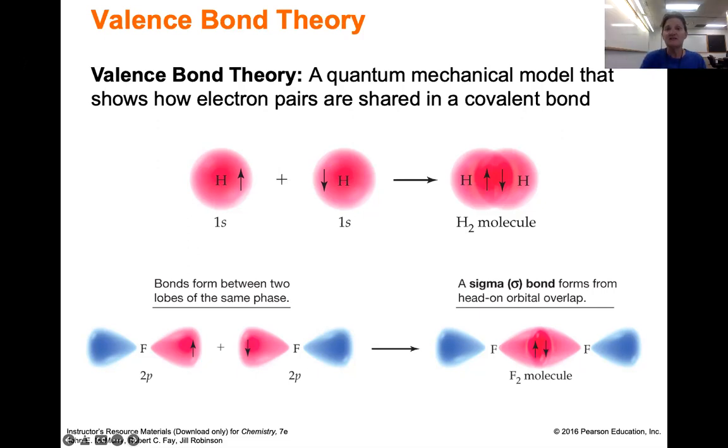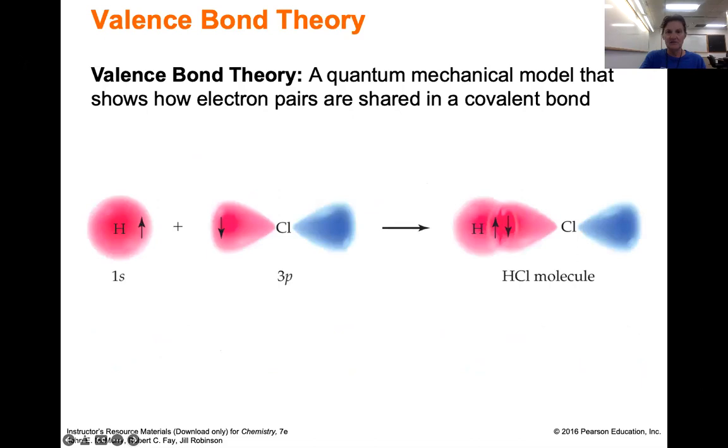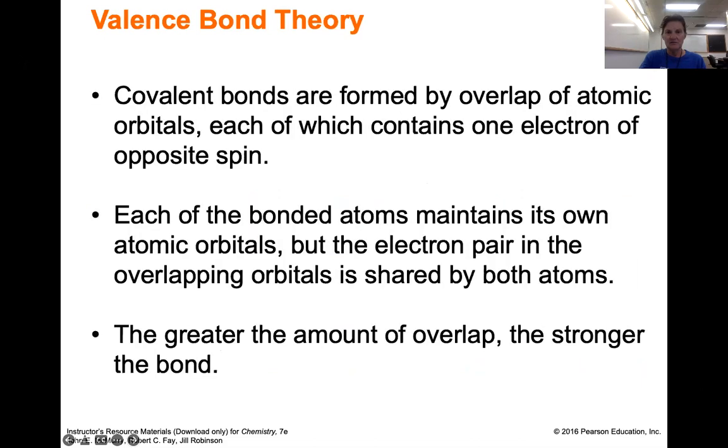So valence bond theory is a quantum mechanical model that shows how electron pairs are shared in a covalent bond. It's actually better to start here with the description of what the theory is. Covalent bonds are formed by the overlap of atomic orbitals.